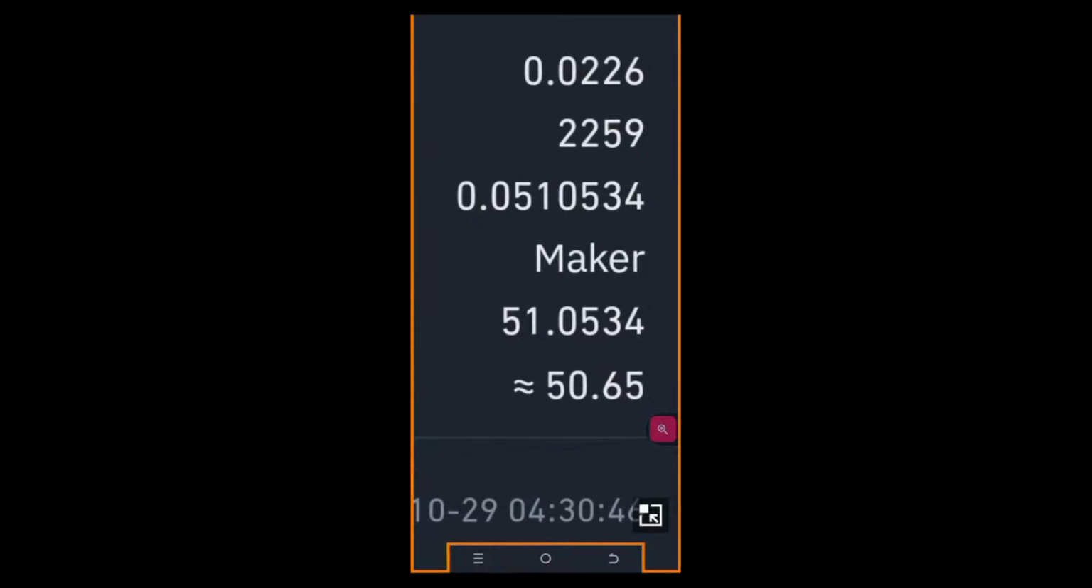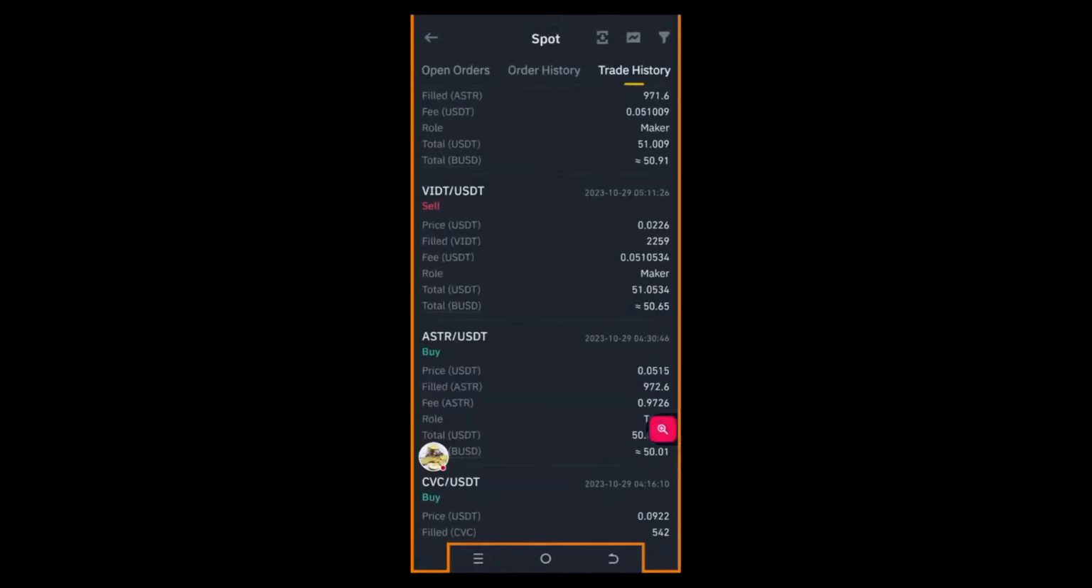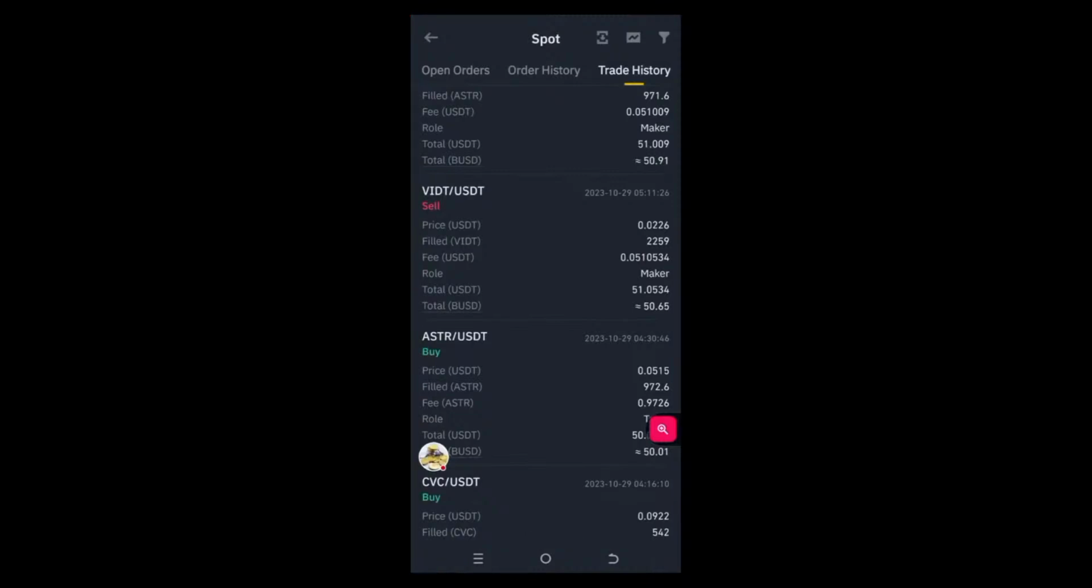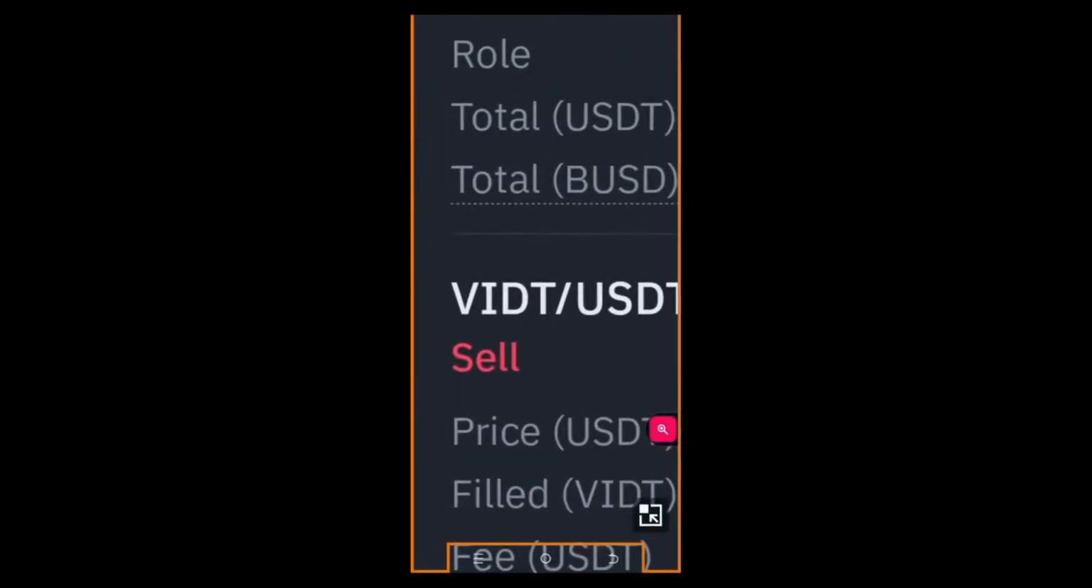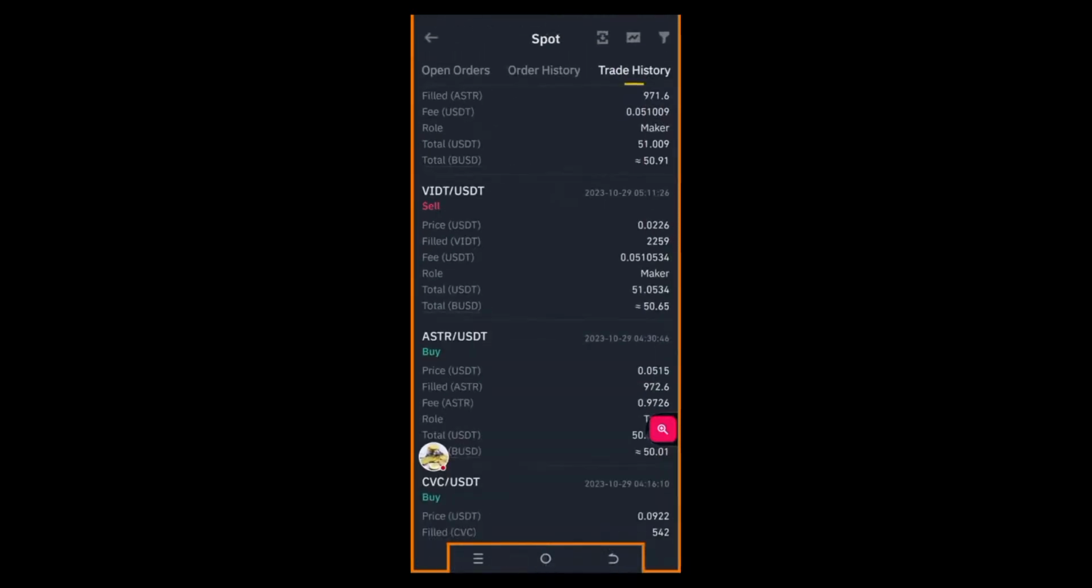$1.05. That's glorious. Now removing the fees, that's about 105 minus 5 cents. That means we made $1, which is beautiful. That's 2%. Our 2% target was met and crushed, and we executed beautifully. That's VIDT USDT. Beautiful.